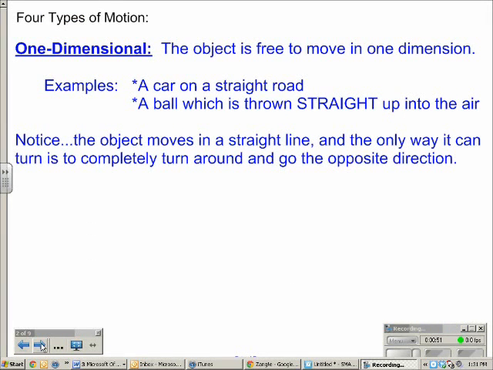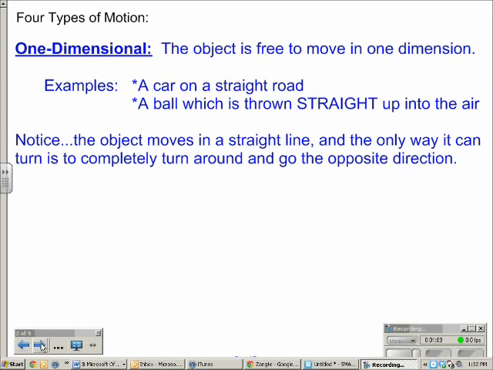Okay, so here we go. 4 types of motion. The state of Michigan, which has outlined the curriculum for this class, has broken motion up into 4 types. The first type is one-dimensional motion. This is pretty much what we've been doing up until now, all the motion we've talked about. In one-dimensional motion, the object is free to move in one dimension.